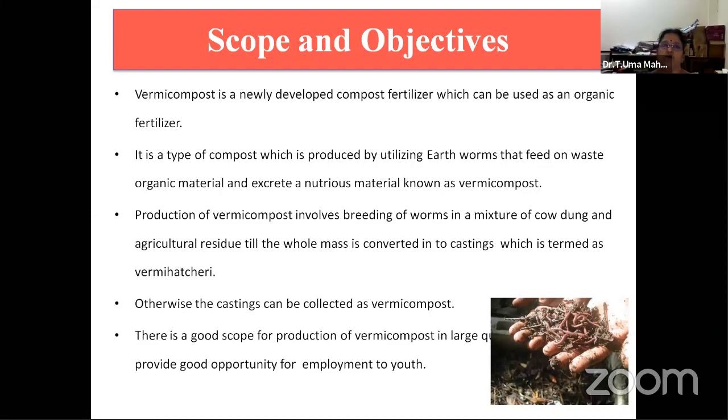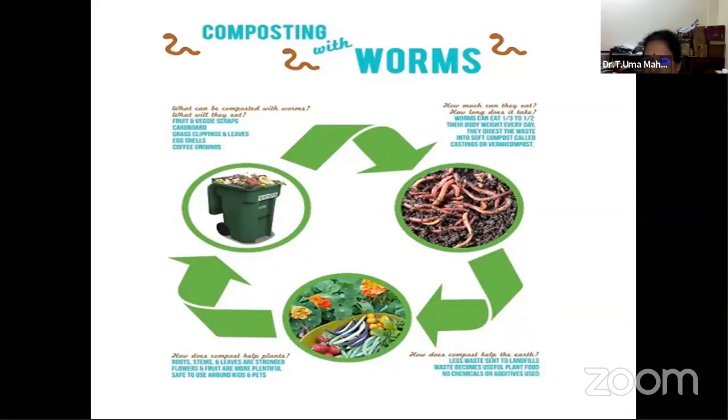So now, vermicompost is nothing but composting with worms. We make the waste material get decomposed, then it is eaten by the worms, and they excrete material which is rich. So that is how we go for composting with the worms. We are going with vermicomposting.